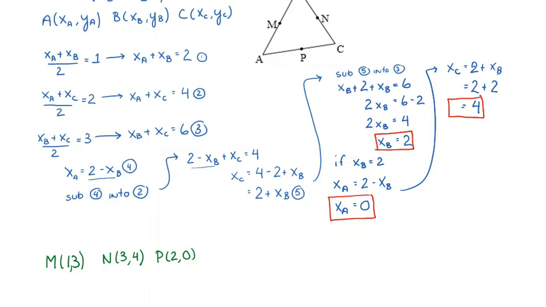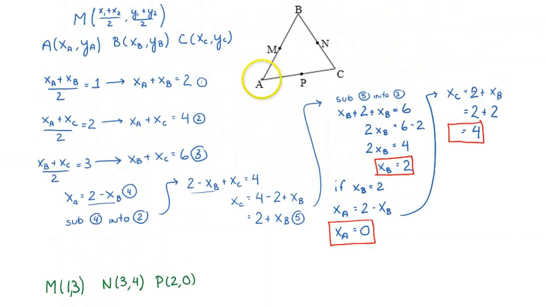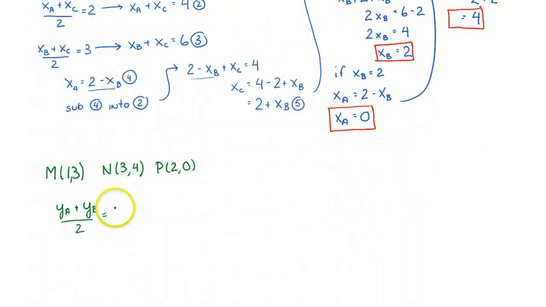Okay, so now that we have these points here, I'm going to set up my equations. So therefore, ya plus yb over 2. So we're going to add the 2 y components and take a look. Let's look again. A and b, the midpoint is m, is going to equal 1. So therefore, we get this equation.